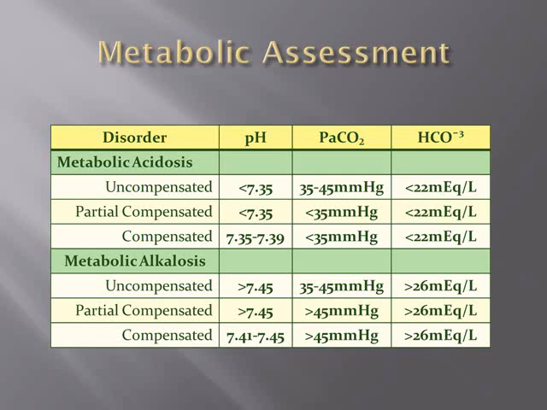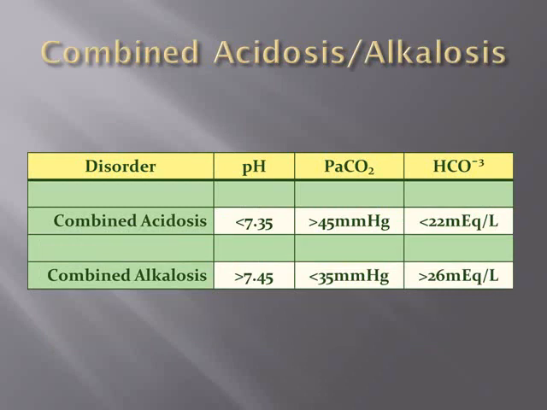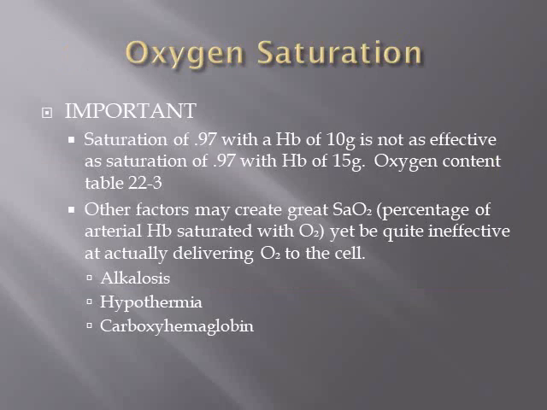The pH is acidotic versus alkalotic, and your CO2 fluctuates to help deal with your lower levels of sodium bicarb. And then you can also have a combined acidosis either way. You don't see those nearly as often because the body's usually swinging the pendulum one way or another to try and compensate for it. So, important things to know about oxygen saturation.